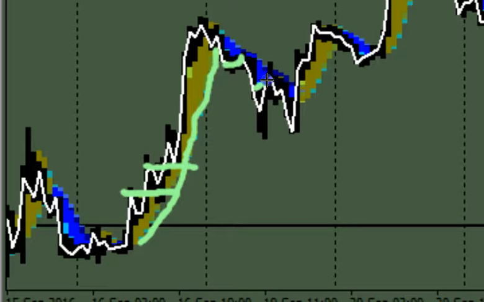Rallies into blue, you sell. You got your sell limits here. You get filled on the black. The black's the actual price.